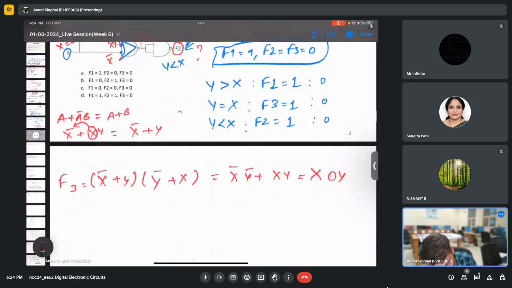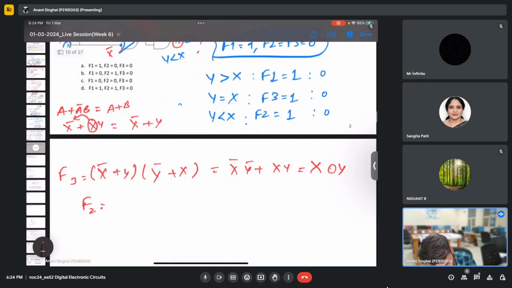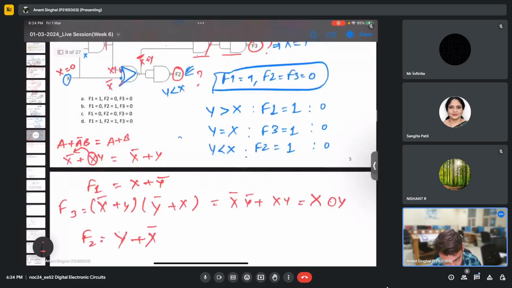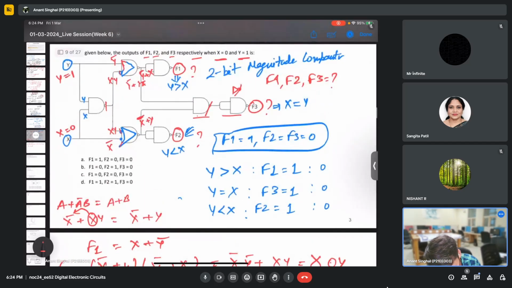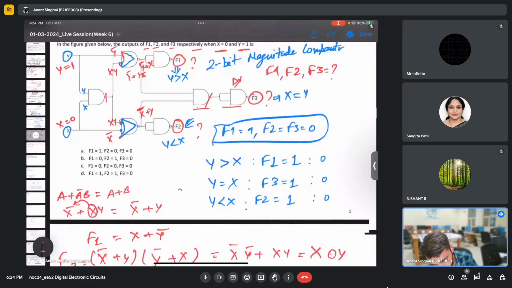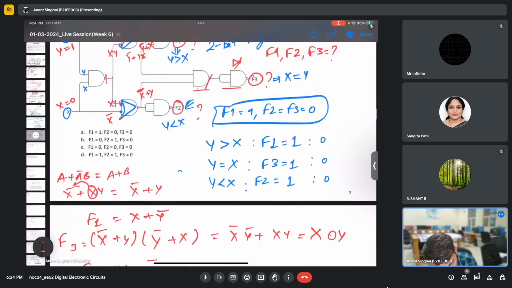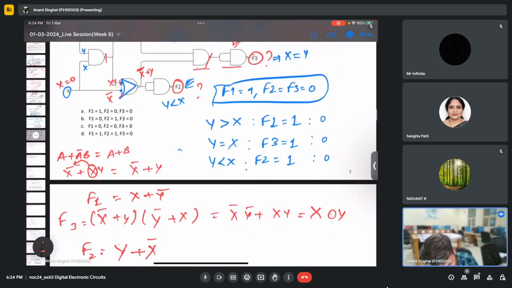For F2, we have y bar plus x, or is it x bar plus y? Sorry, this is x bar plus y. For F1, we have x plus y bar. So you can now clearly see that when y is 1 and x is 0, this was the question. So x is 0 and y is 1.